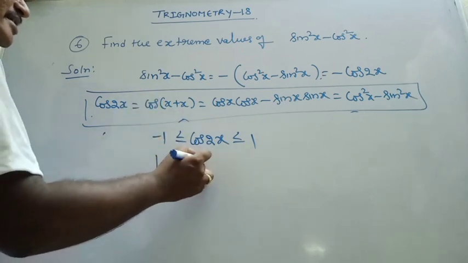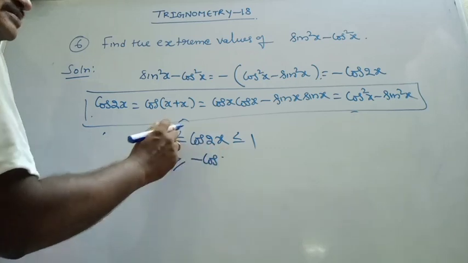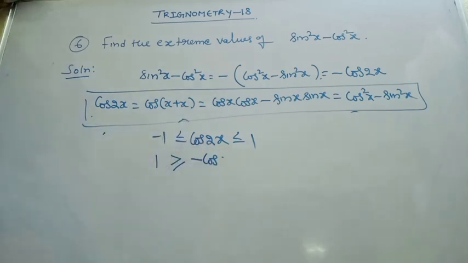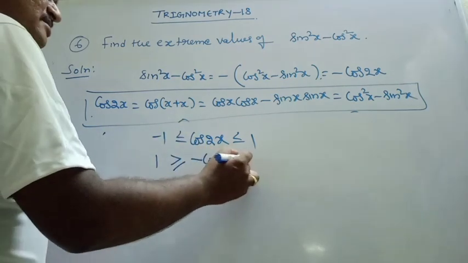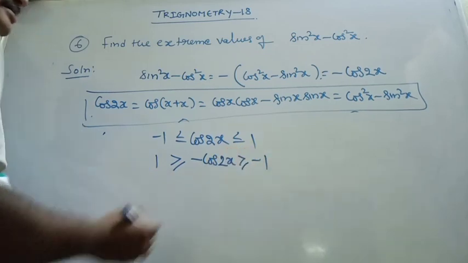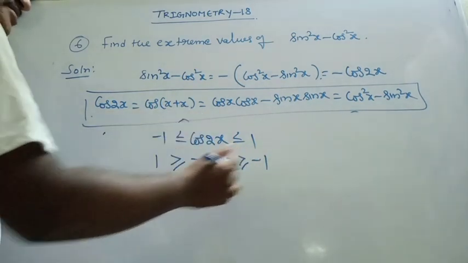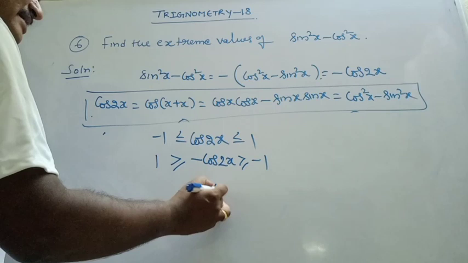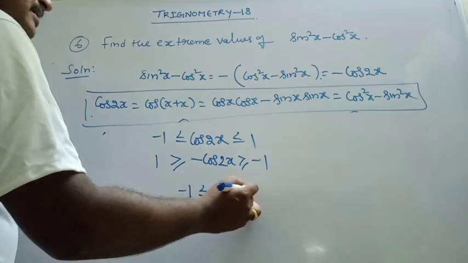Lesser than or equal to minus. See, this lesser than or equal to will become greater than or equal to, and minus cos 2x is greater than or equal to minus 1. Now if you write this in the proper way, this is minus 1 lesser than or equal to minus cos 2x lesser than or equal to 1.